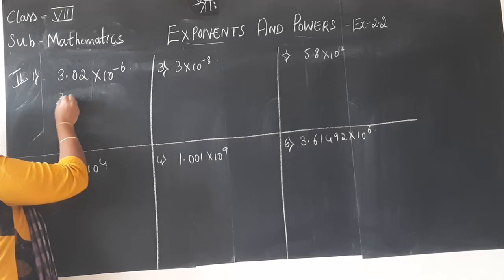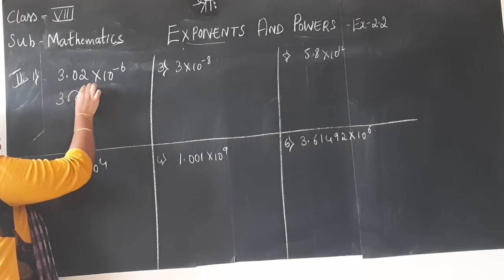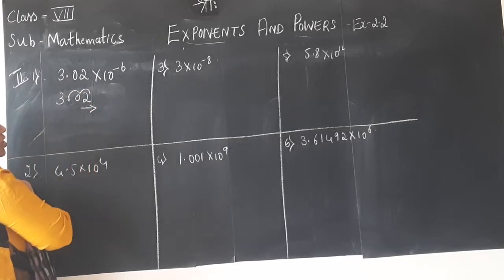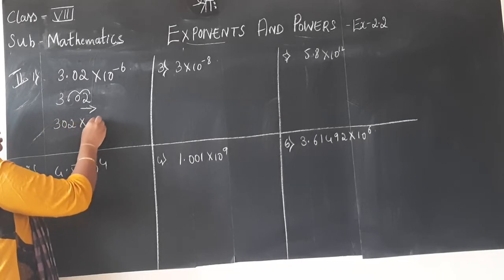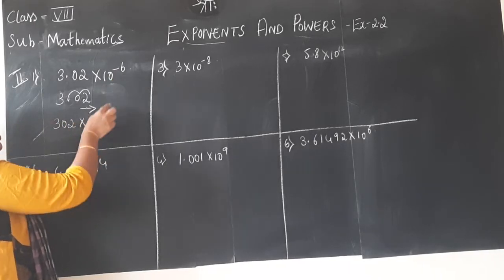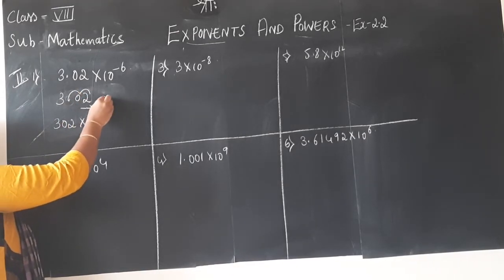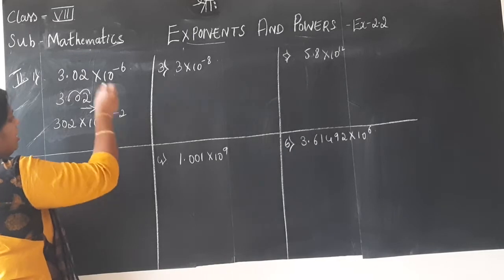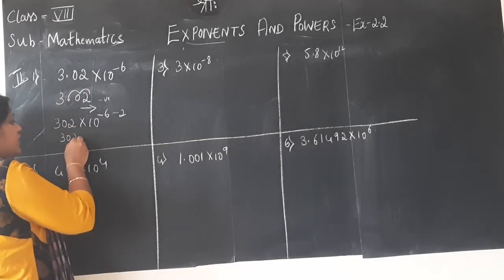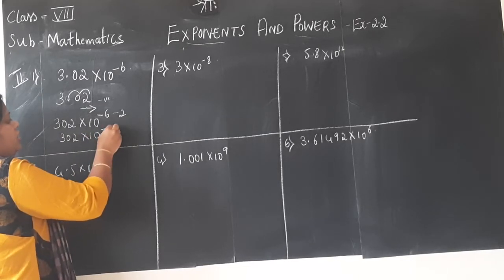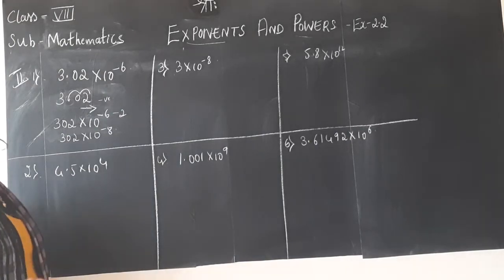In order to make 3.02 as 302, I should shift the decimal point in the forward direction. How many places am I shifting? 2 decimal places. So 302 into 10 to the power minus 6 as it is. Since I am shifting 2 decimal places in the forward direction, I should add minus 2 to the exponent. So it is nothing but 302 into 10 to the power minus 8. Minus 6 minus 2 is minus 8.